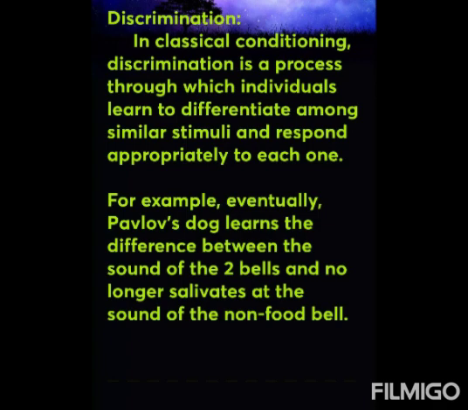The fifth one is discrimination. In classical conditioning, discrimination is a process through which individuals learn to differentiate among similar stimuli and respond appropriately to each one. In generalization, the stimuli are similar with no difference, but in discrimination, the individual responds appropriately to each one of the stimuli. For example, eventually Pavlov's dog learns the difference between the sound of the two bells and no longer salivates at the sound of the non-food bell.